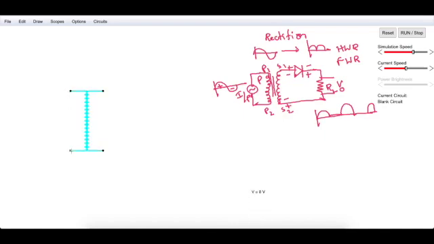These two are the primaries P1 and P2. These two are S1 and S2. So please try to understand here. This is the transformer I have created. Now I need to give the input. I need to give an AC input.